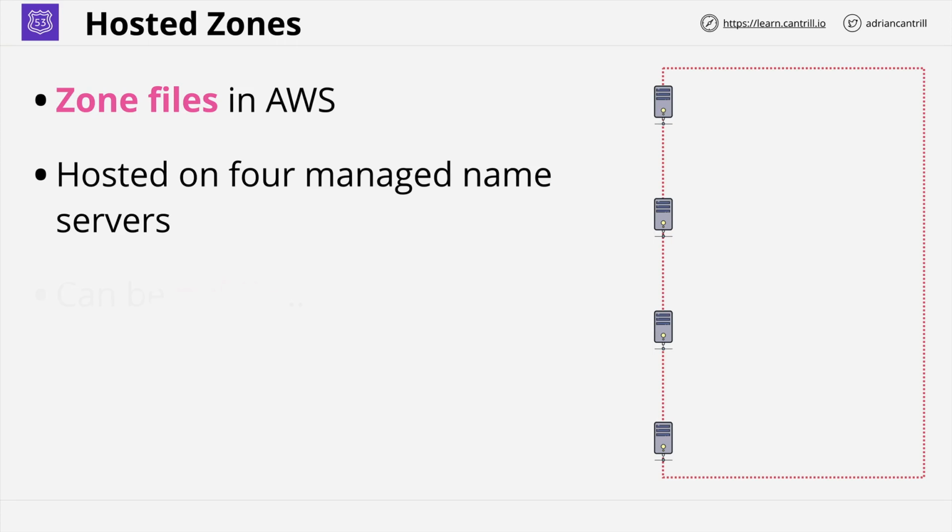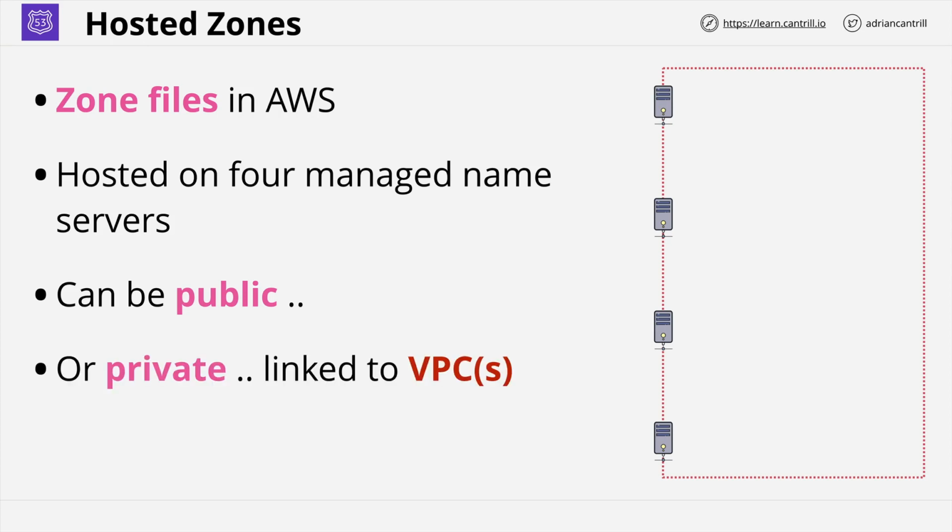Now, a hosted zone can be public, which means that the data is accessible on the public internet. The name servers for a public hosted zone live logically in the AWS public zone, and this is accessible anywhere with the public internet connection. So they're part of the public DNS system. A hosted zone can also be private, which means that it's linked to one or more VPCs and only accessible from within those VPCs. And you might use this type of zone if you want to host sensitive DNS records that you don't want to be publicly accessible.